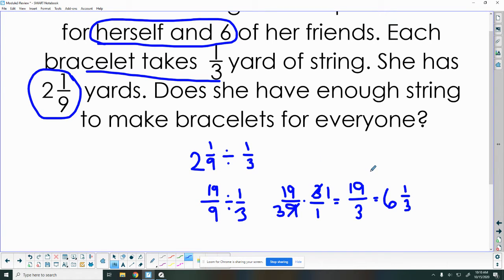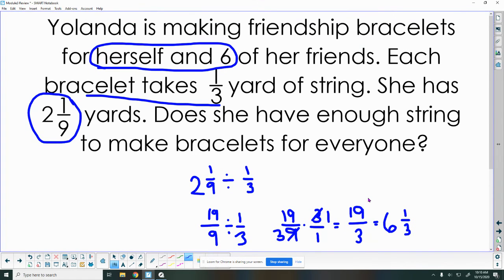So let's go back and check out our question to make sure our work matches our answer. So does she have enough string to make bracelets for everyone? So the question didn't ask how many bracelets she can make, which is 6 1/3. It wants to know, can she make enough for everyone? So if she's only giving them to her friends, she has 6 friends, then yes, she has enough. But she's also making a bracelet for herself.